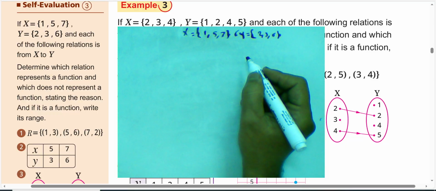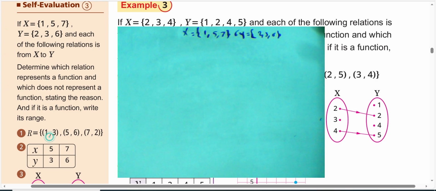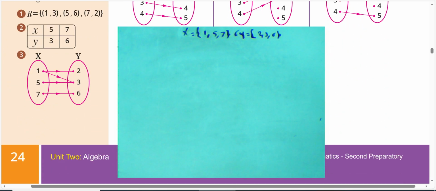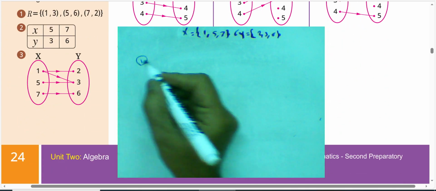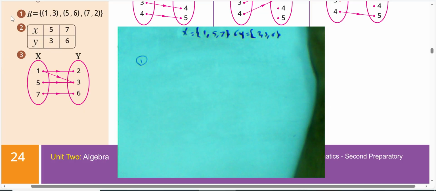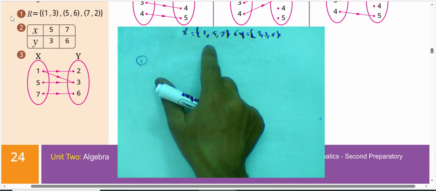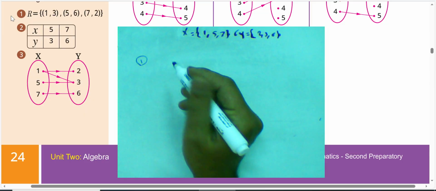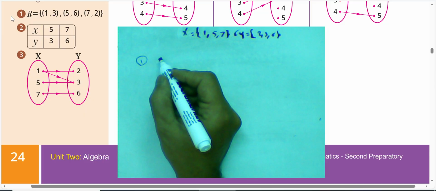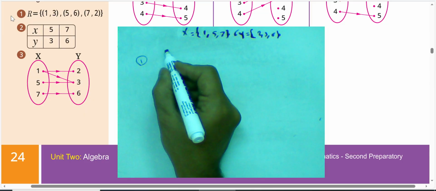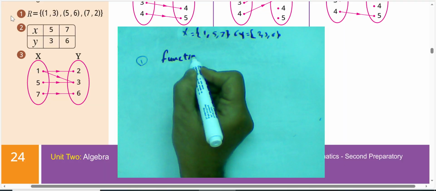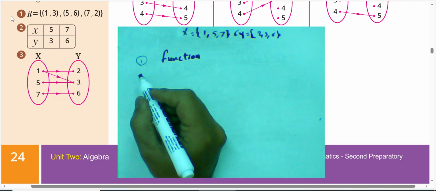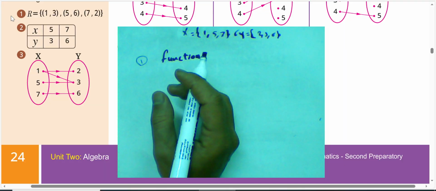Okay, look at the relation down here, R equal number 1. Look at the relation here: 1 and 3, 5 and 6, and 7 with 2. This is a function. Yes, number 1 is a function, because each element in x has only 1 image in y.